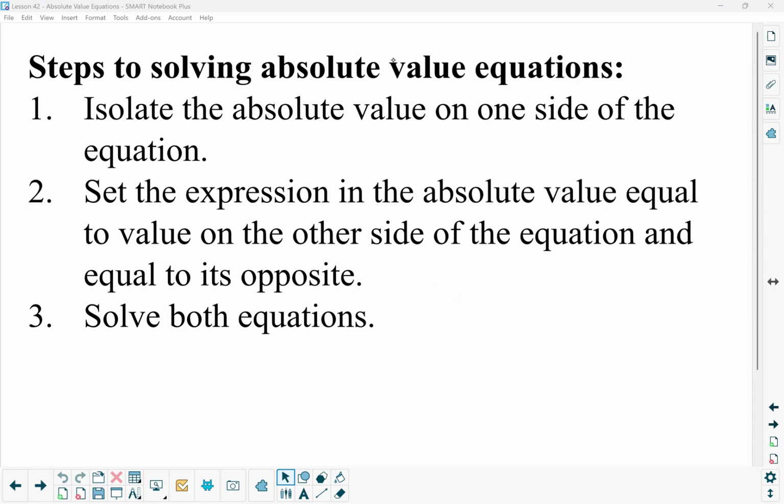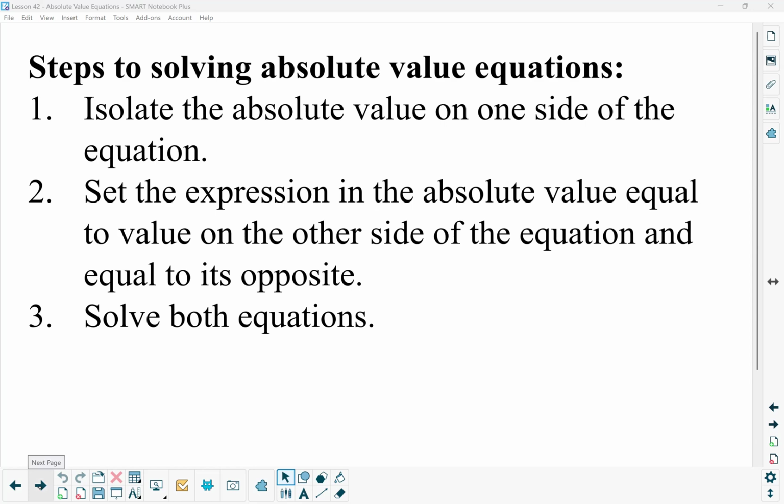Steps for solving absolute value equations. First thing we want to do, we want to get the absolute value on one side of the equation by itself. Get everything outside of the absolute value moved over to the other side of the equation, so the absolute value is by itself. Then we're going to take the expression in the absolute value equal to the value on the other side and equal to its opposite, and then solve both equations.